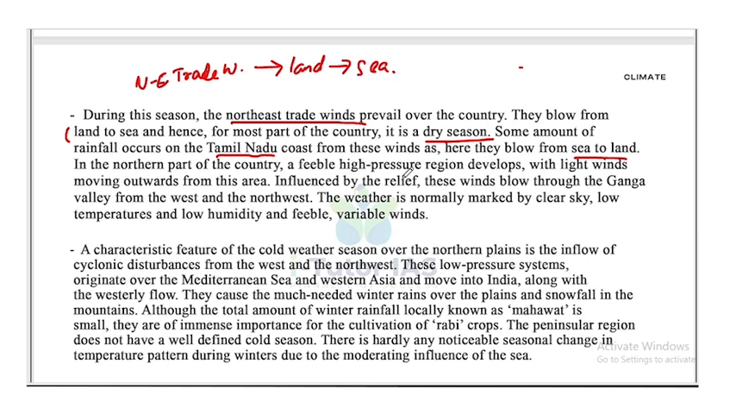The weather is normally marked by clear sky. So what is the weather condition? It's normally marked by clear sky, low temperature and low humidity, and feeble and variable winds. So this is the weather condition of that time.